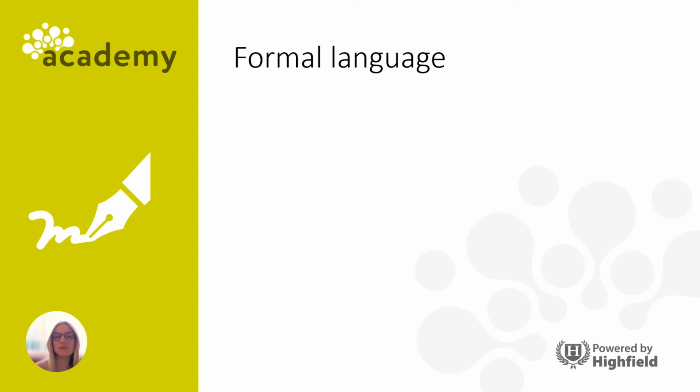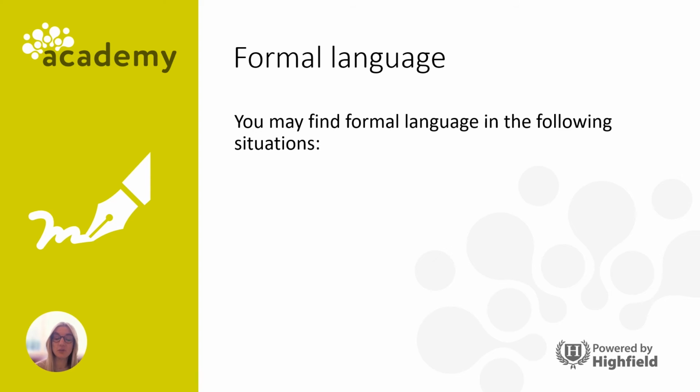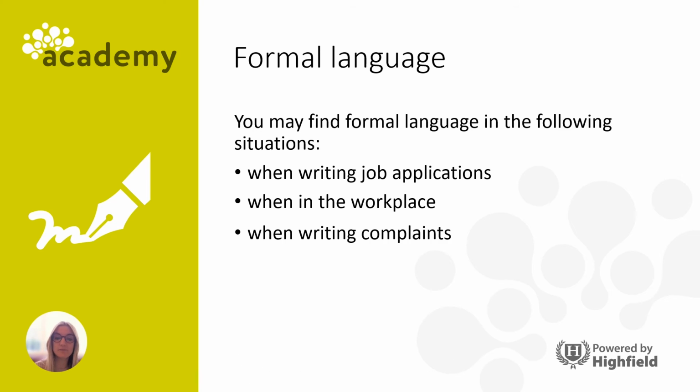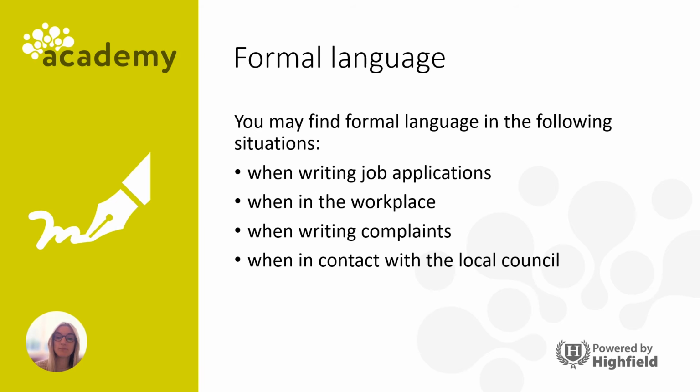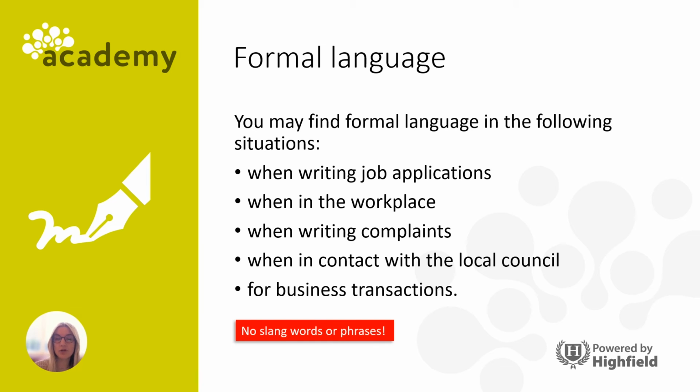Now, formal language is the type of language that might be considered as standard English. That is, it doesn't include slang words or phrases from a particular region or area, and texts are less likely to use humour. Now, you might find formal language in the following situations: when writing job applications, when in the workplace, when writing complaints, when in contact with the local council, or for business transactions. And remember, there are no slang words or phrases. So, let's look at some examples of formal language in a text.